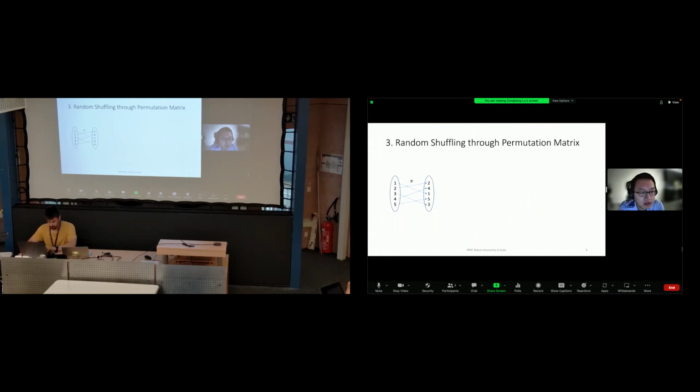So let's start with a small example. Here we have a permutation permuting 5 elements. The first step is we need to represent this permutation using a matrix. So this is the result.